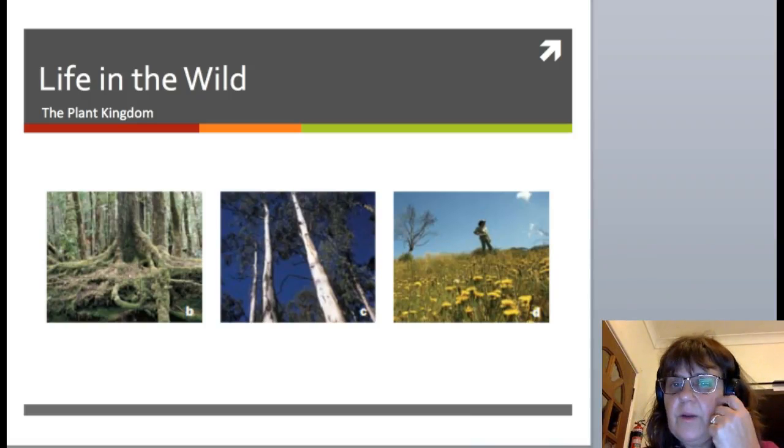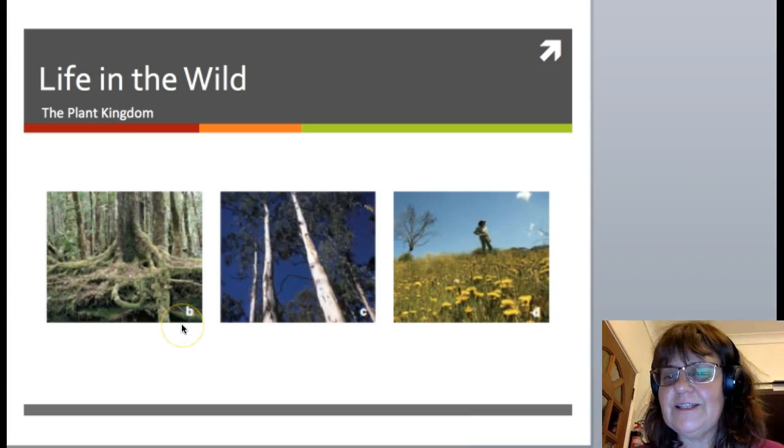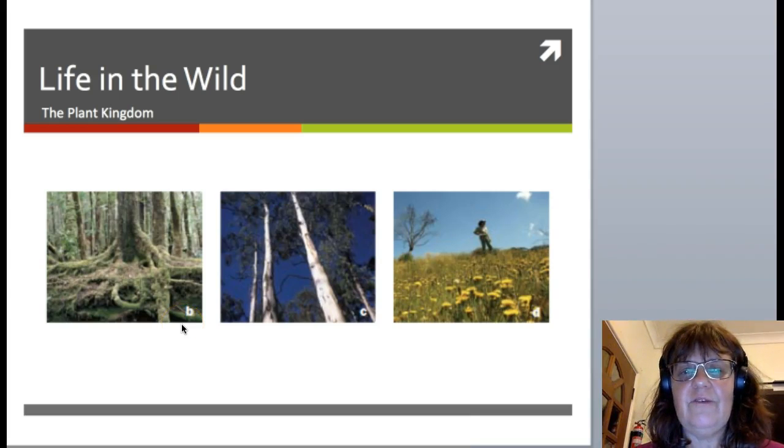Hi Year 7. We're now going to have a look at life in the wild, and we're going to have a look at how we classify plants. The idea is that you have a look at this over the weekend so you're ready to go on Monday.